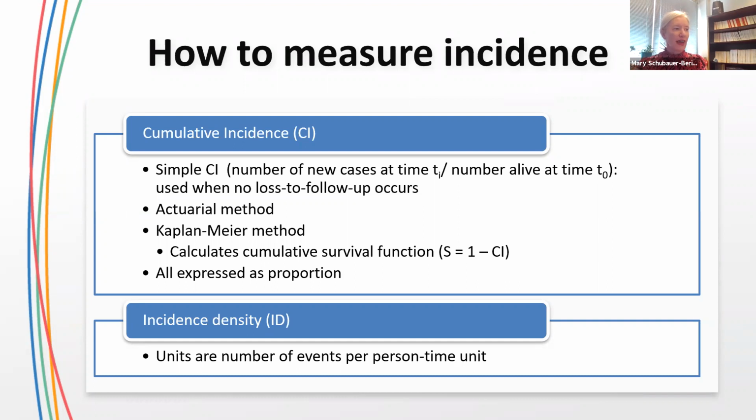You can also use the Kaplan-Meier method, which calculates cumulative survival functions, with S being 1 minus the cumulative incidence. All of these are expressed as proportion, whereas incidence density is expressed as number of events per person time unit.